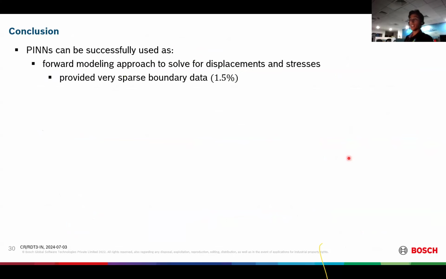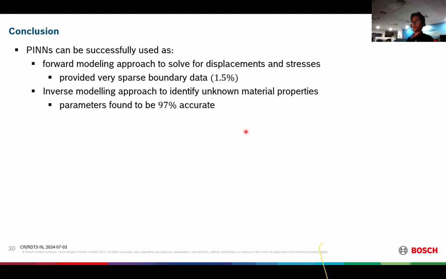I would like to conclude that the PINN can be successfully used as an approach for forward modeling, even with very little data. From our experiment, we have seen that with just 1.5 percent boundary node data, we are still able to predict the displacement accurately.